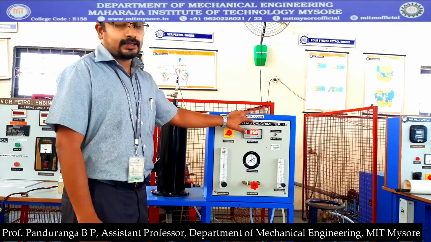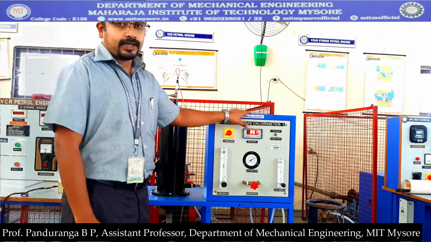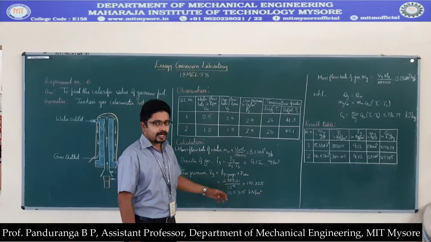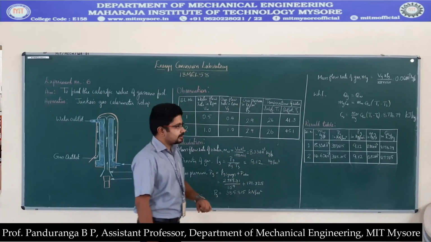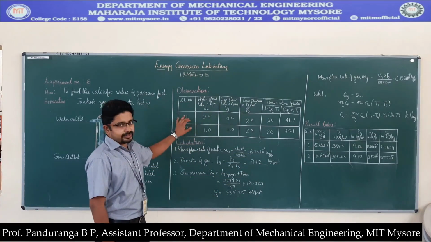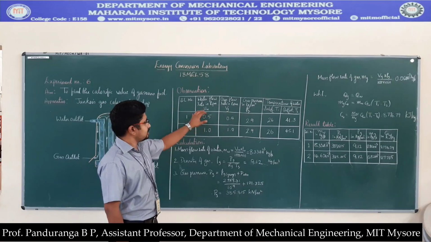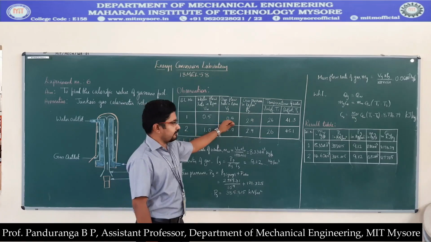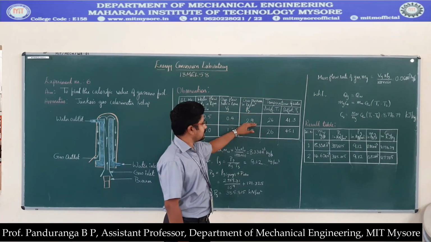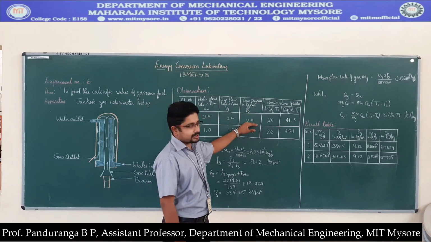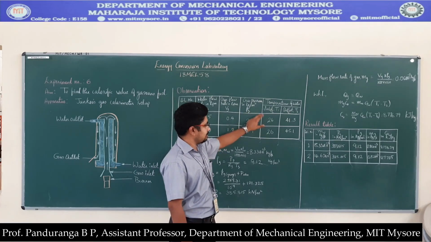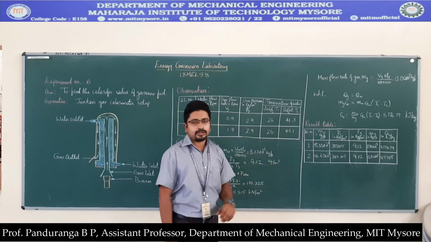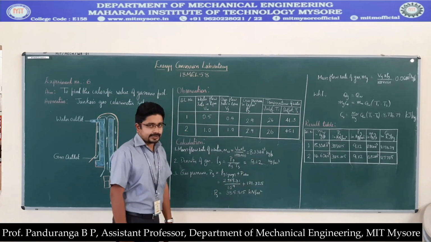Let us calculate the calorific value. We have conducted the experiment. Now let us see the tabular column, then calculation and the result table. So here in the first trial we have taken the reading as the water flow rate is 0.5 liters per minute, gas flow rate is 0.4 liter per minute, and the gas pressure is 2.9 kg per centimeter square. The inlet temperature of water is 26 and the outlet temperature of water is 41.3 degrees Celsius.